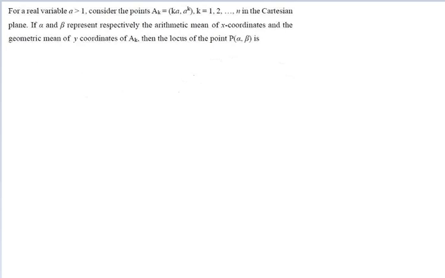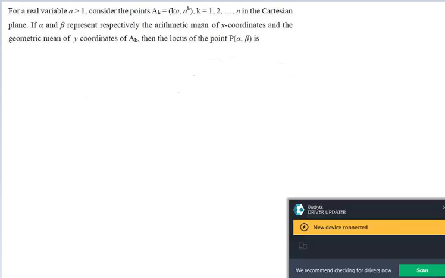For a real variable a greater than 1, consider the points Ak, where Ak is equal to k a comma a power k.